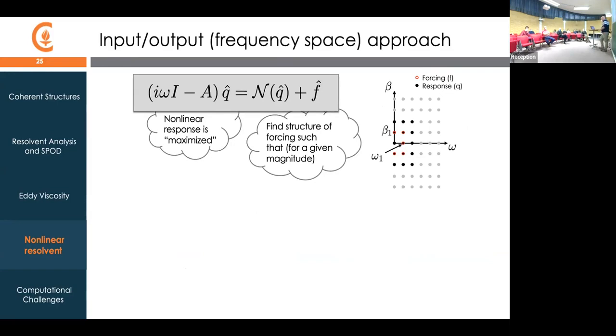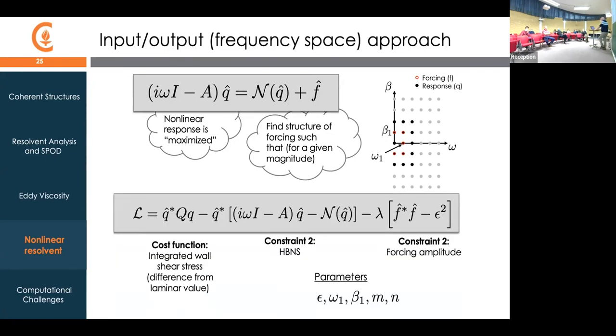So the framework here is to include the nonlinear terms explicitly. We have our nonlinear term acting on Q hat, and then we have a small but non-zero forcing field that's added here. The idea is to keep the overall forcing amplitude, the norm of that thing, fixed at some number, and then find the structure of that F that gives, through this nonlinear relationship, the fastest transition. That's done using a kind of Lagrangian optimization technique.